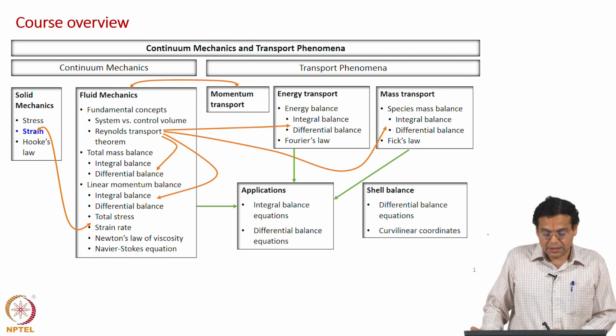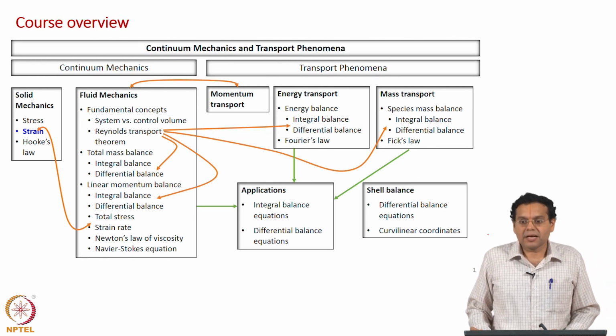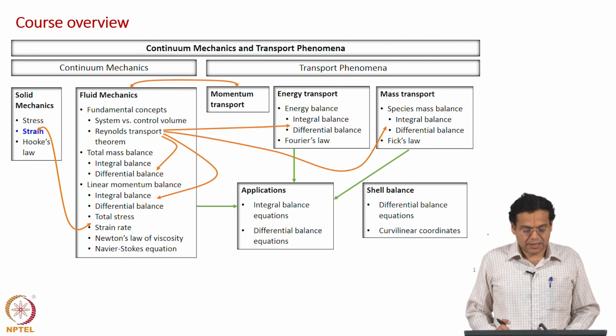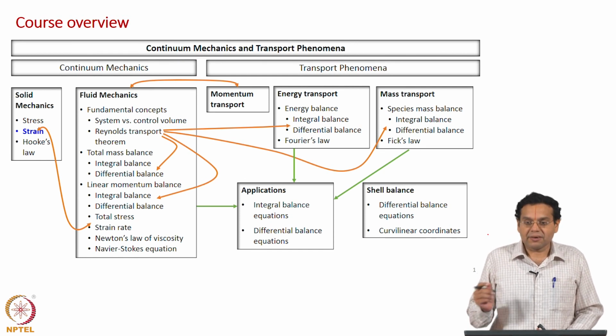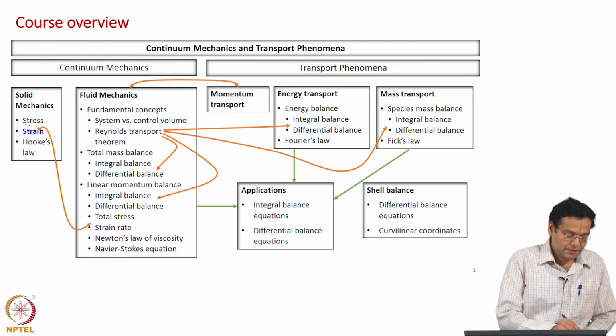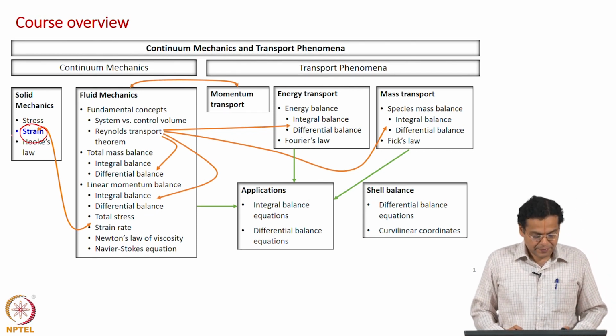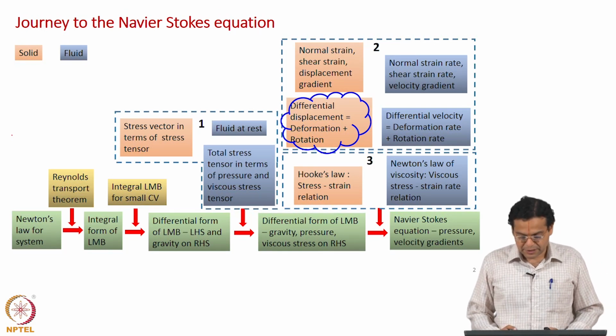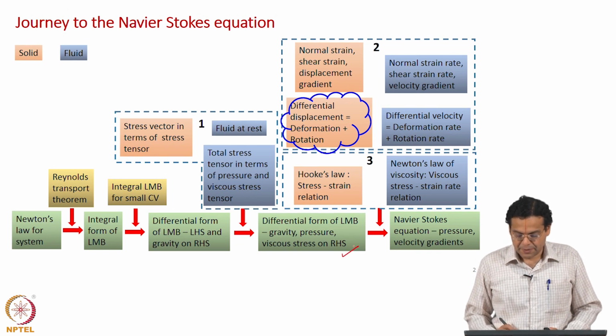We have derived the linear momentum balance, and then we are proceeding towards the Navier-Stokes equation. We found that in the linear momentum balance, the viscous stresses were unknown, and we need to relate them to the velocity gradient. To understand velocity gradient, we have come to solid mechanics, and we are discussing strain. With reference to this journey to the Navier-Stokes, we were here, having derived the differential form of linear momentum balance.